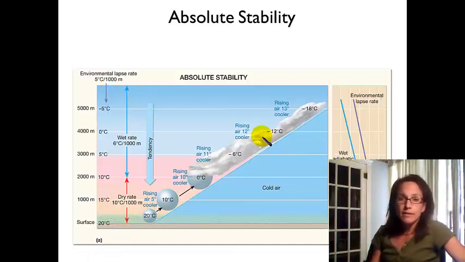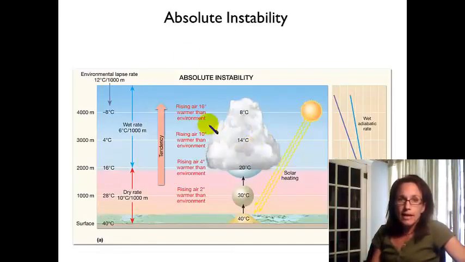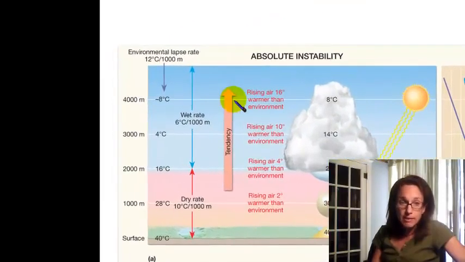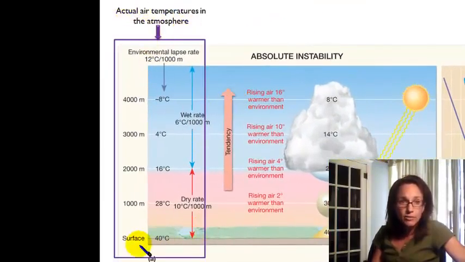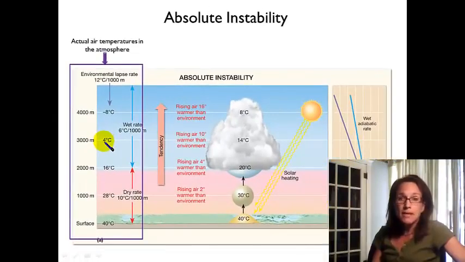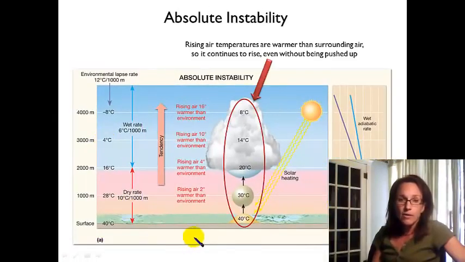Okay? So let's look at our condition, and that is absolute instability. So again, here's our actual environmental lapse rate, and this time our environmental lapse rate is higher. It's 12 degrees Celsius per 1,000 meters. That means the air is cooling really rapidly as we go up. And now we'll look at our rising air mass, rising at the dry adiabatic rate and then the wet adiabatic rate, which are both lower rates than the environmental lapse rate.